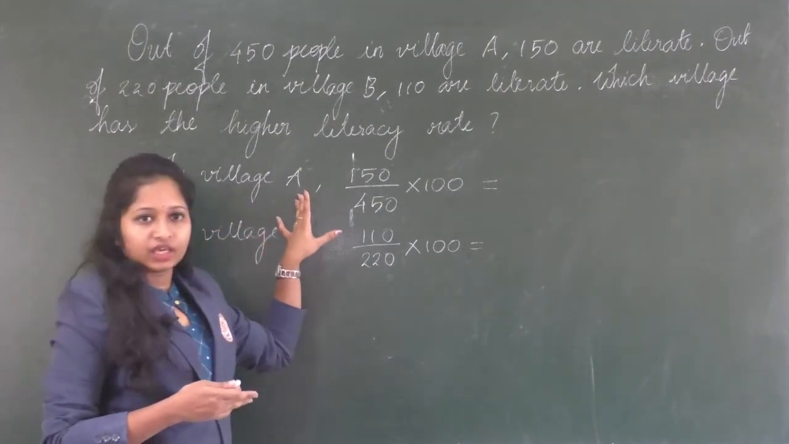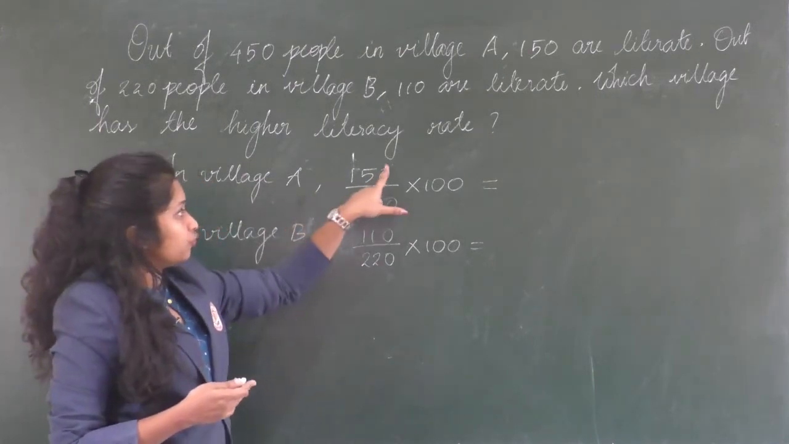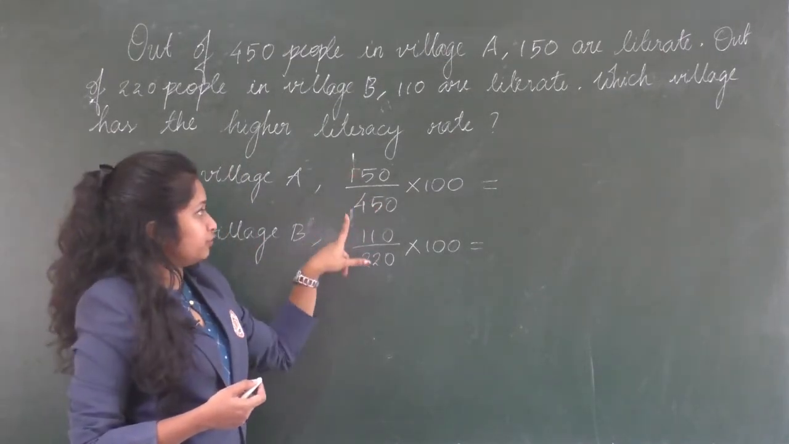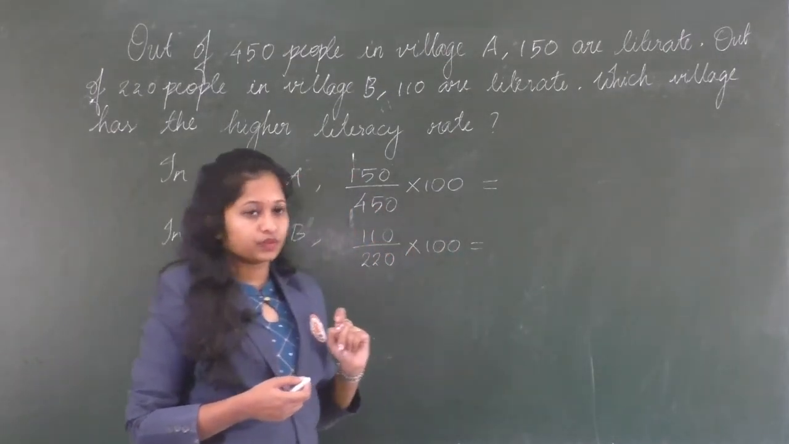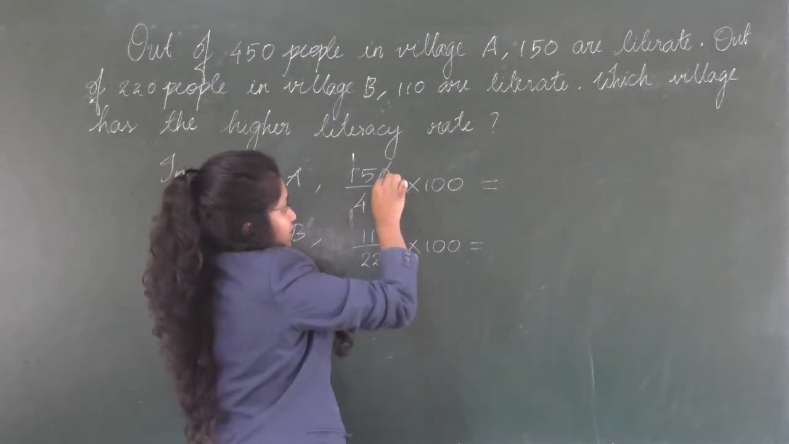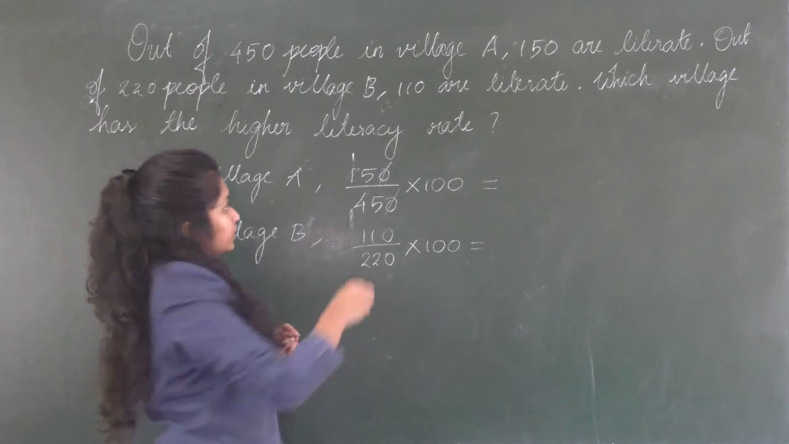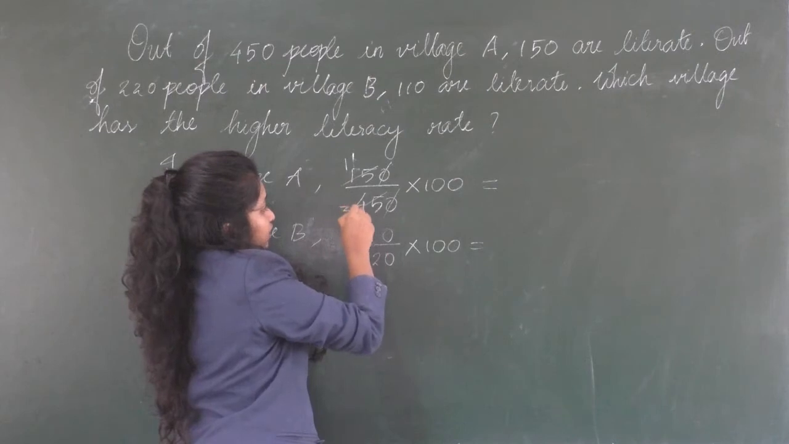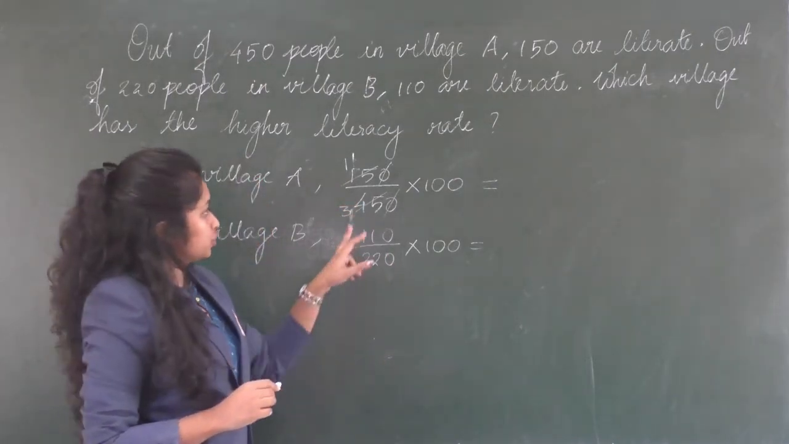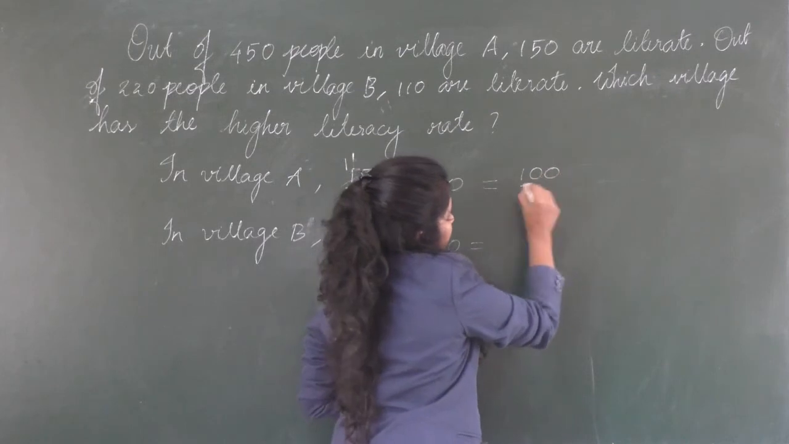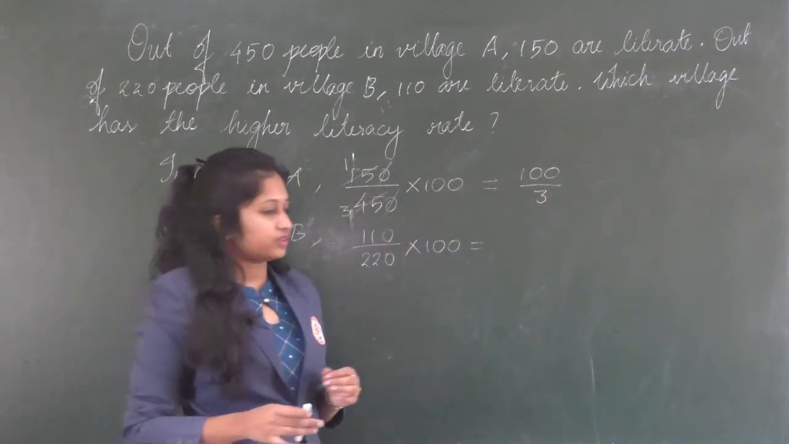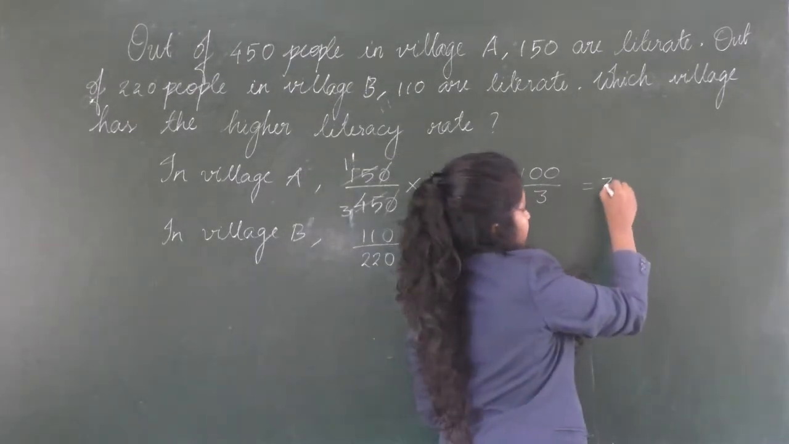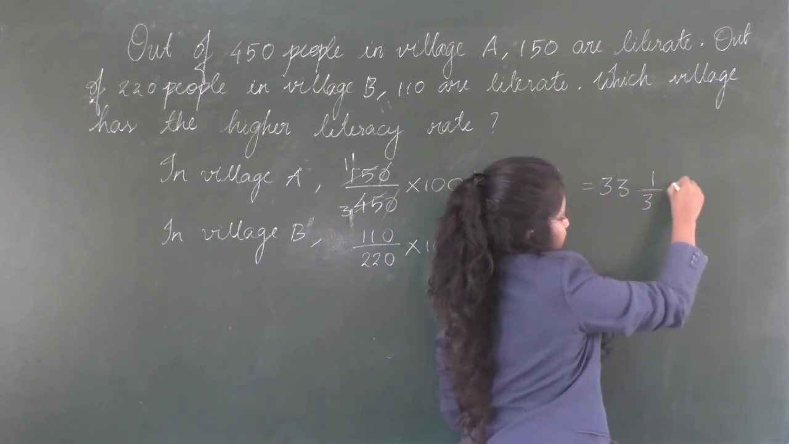So in village A, the percentage would be 150, that is literates, by total people, that is 450. 150 by 450 into 100. Okay. So here we can cancel these zeros. Okay. And 1 into 15 is 15 and 3 into 15 is 45. So we get 100 by 3. So 100 by 3 can be written as mixed fraction as 33 1/3 percentage.